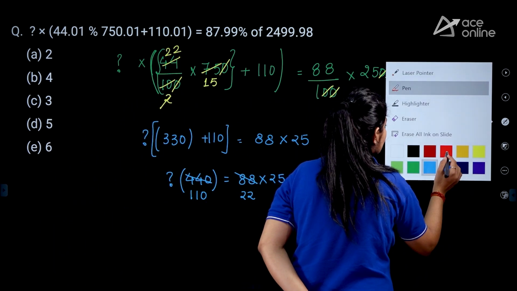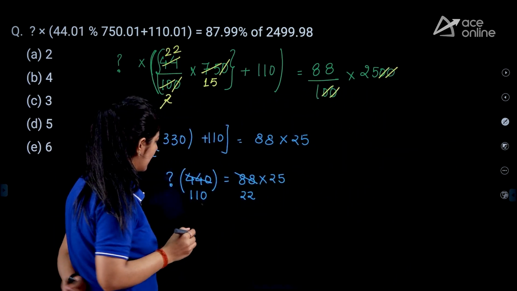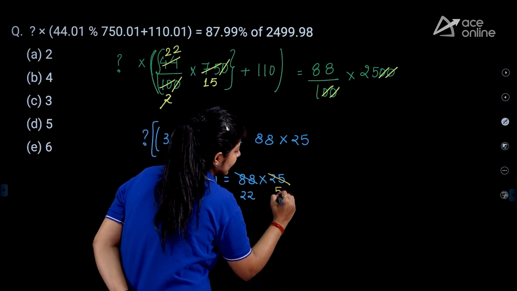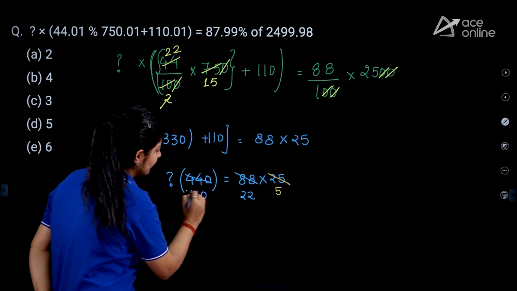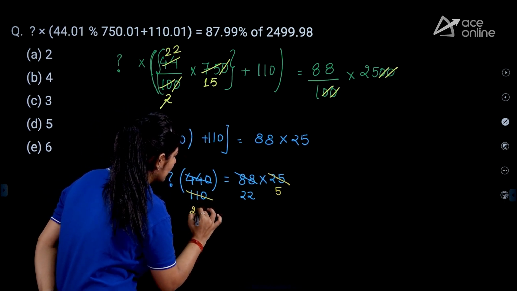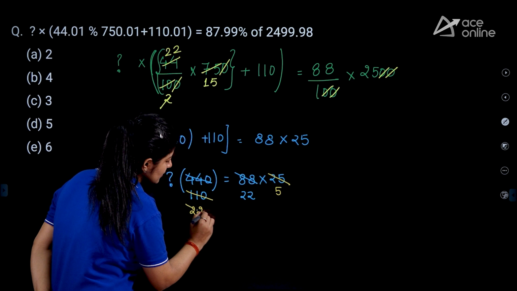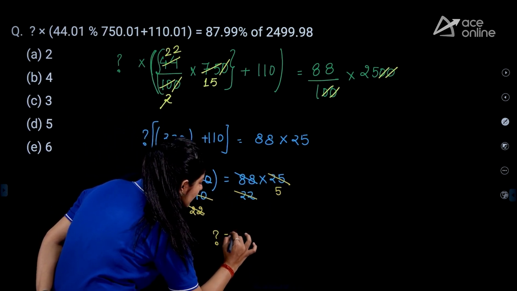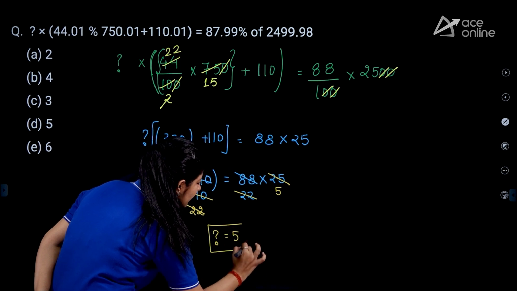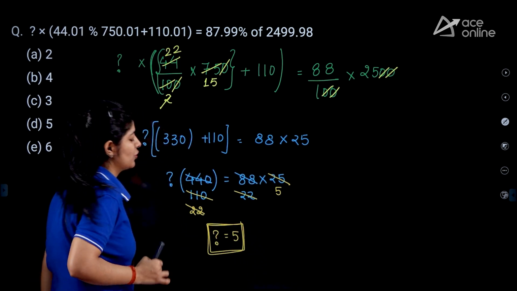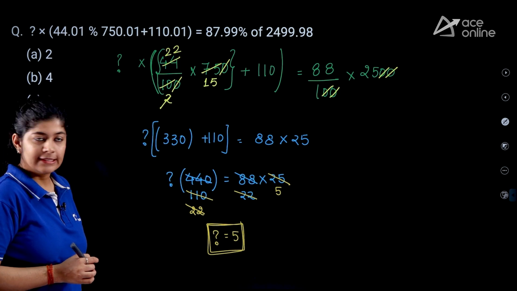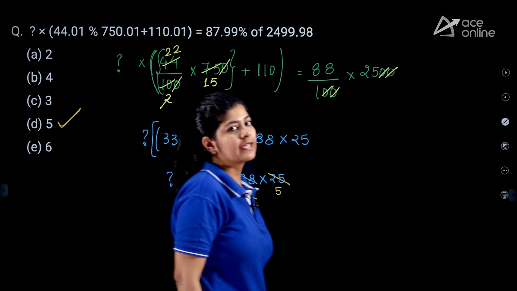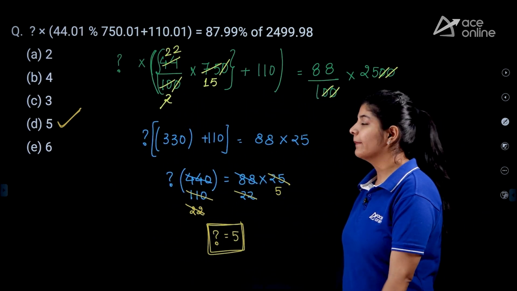Now, we further solve it. Here with the help of 5, we can easily eliminate it. Here we are getting 5. And when we eliminate, here I am getting 2 and here I am getting 2. And this 22 and this 22 are eliminated. And finally, we are getting the value of question mark is equal to 5. Is it clear? So the correct answer over here is option number D.